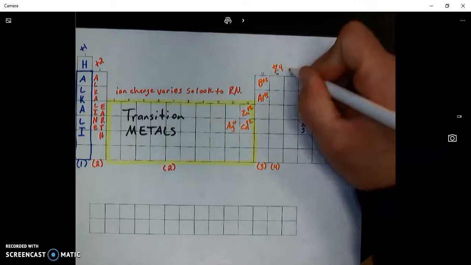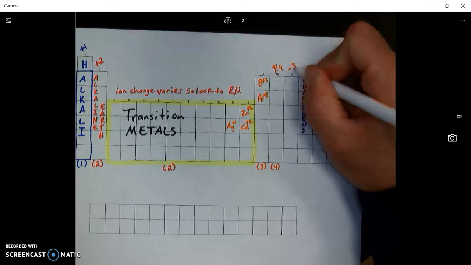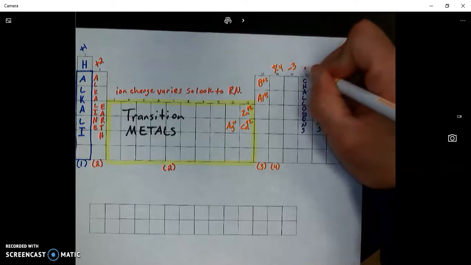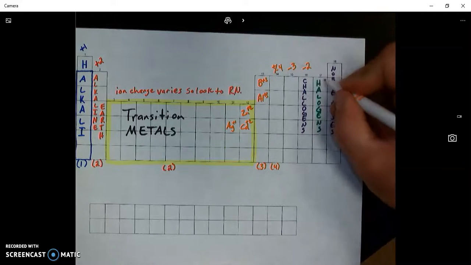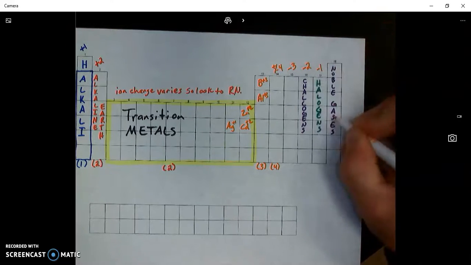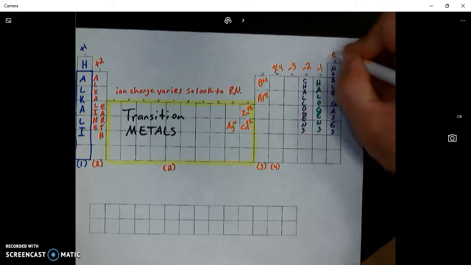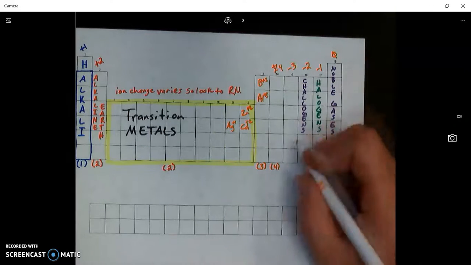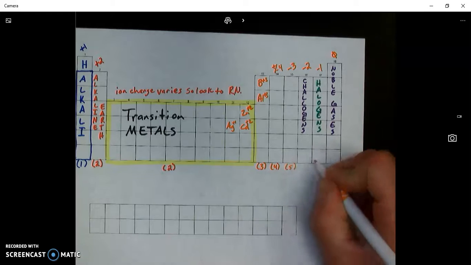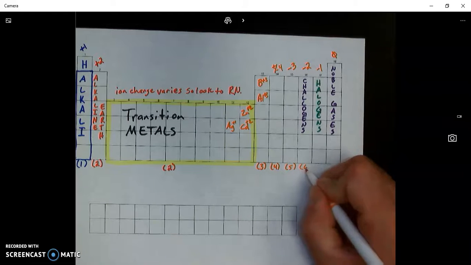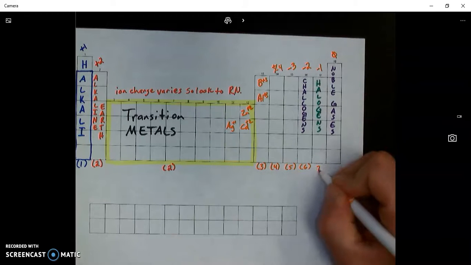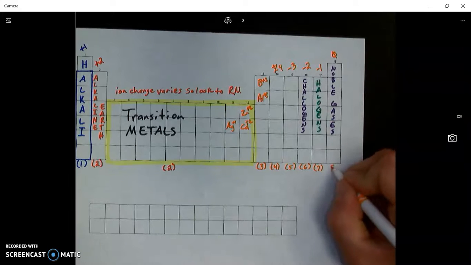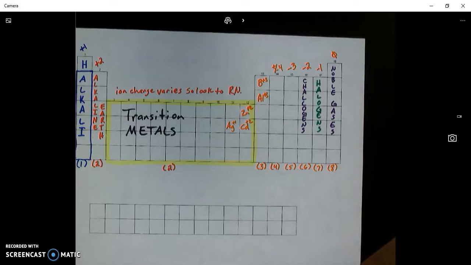Group 15, the nonmetals here are all -3s. The nonmetals here are all -2s. The nonmetals here are all -1. And the noble gases don't gain or lose, so they have a charge of 0. Group 15 has 5 valence electrons. Group 16 has 6 valence electrons. 17 has 7 valence electrons, and the noble gases have 8 valence electrons.